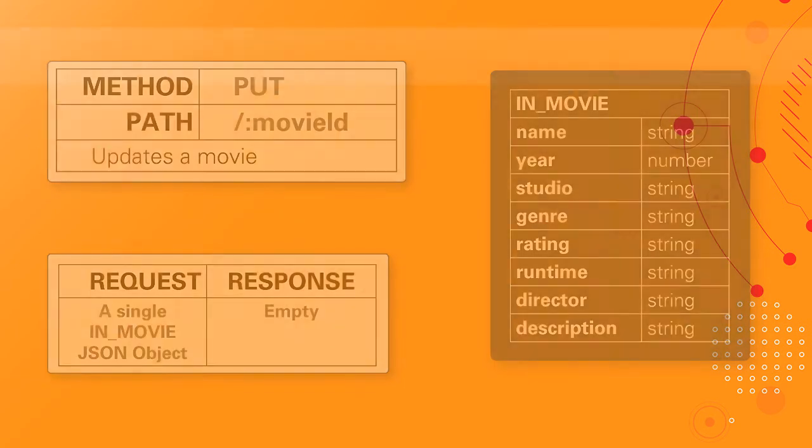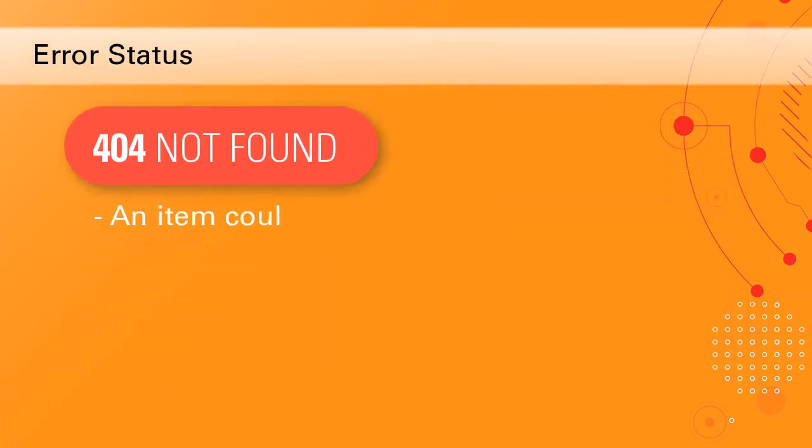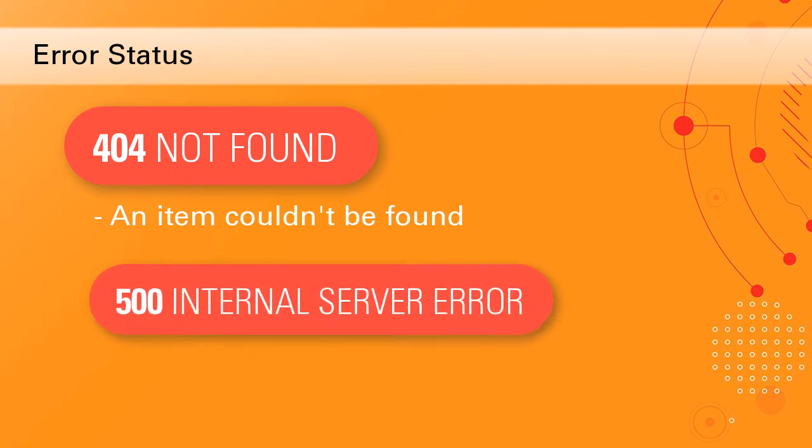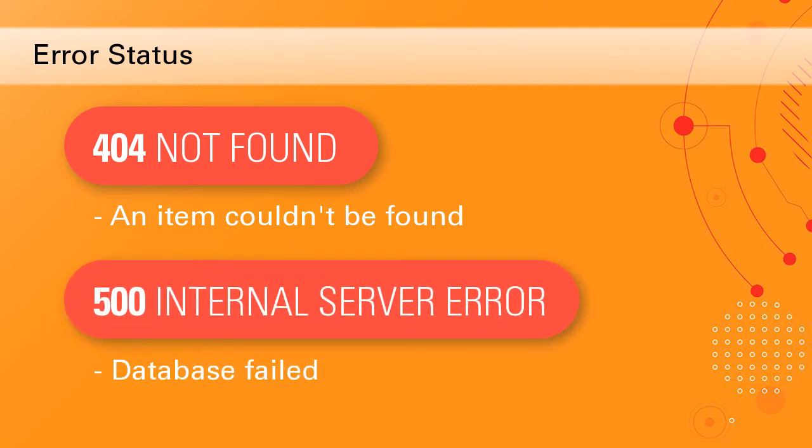But wait, what happens if there's an error? Well, there are the HTTP status codes. I think that 404 can be used whenever I try to get, update, or delete something that doesn't exist, and 500 can be used when the database fails. And with that, I got errors covered. Let's move on.